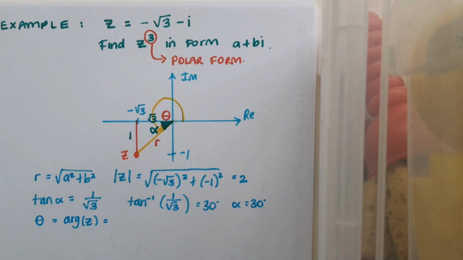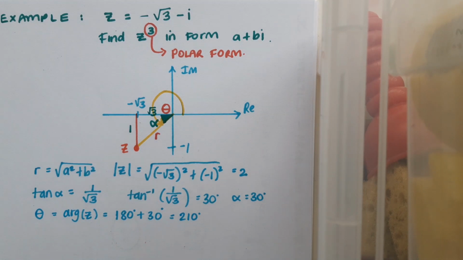So theta, or the argument of z, which can be written as arg z, is 180 plus that 30. So I come out at 210 degrees. So my complex number in polar form is 2 cos 210 plus i sine 210. Now I've done it in degrees. You can do it in radians as well, and you will encounter radians quite a bit again, like I've said before in this chapter. So make sure that you're familiar with them.